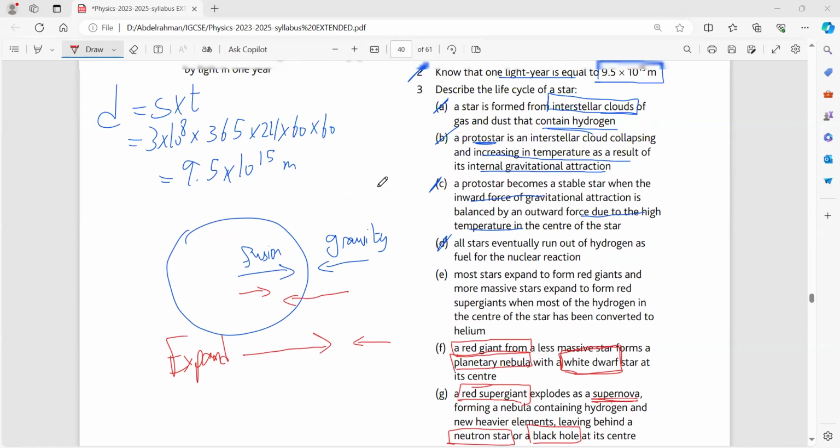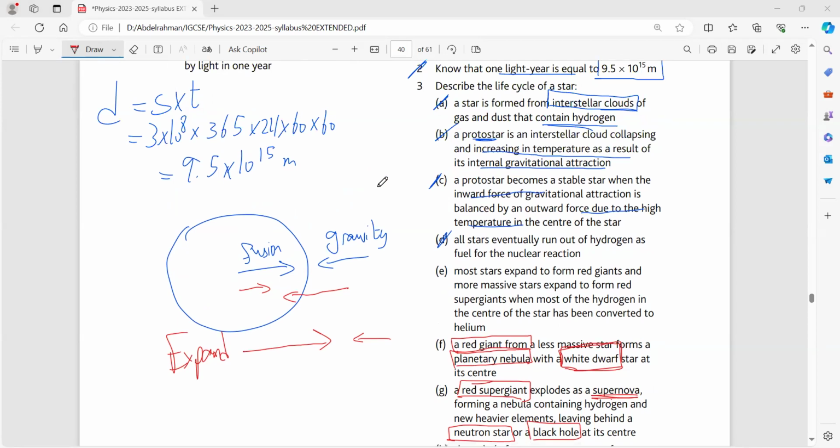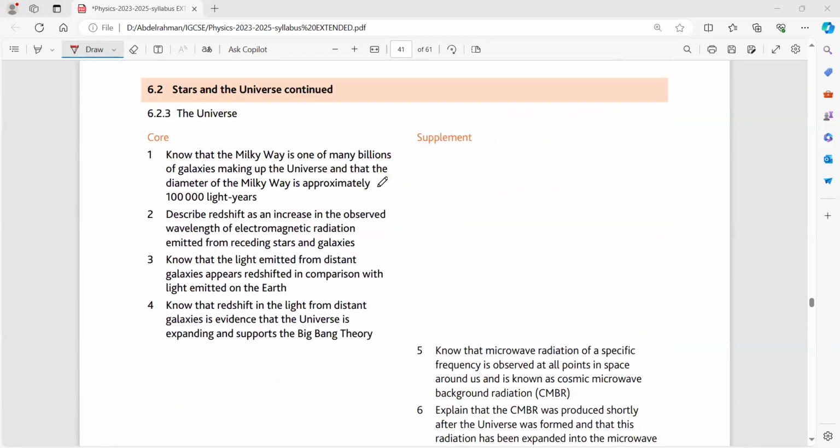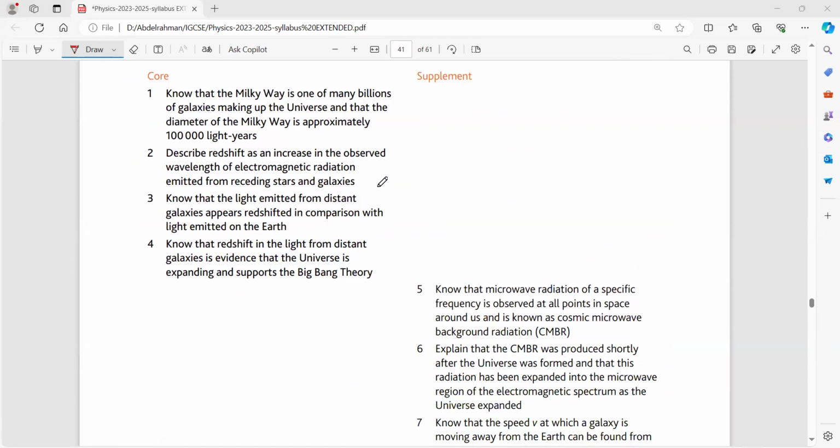So this was the life cycle of a star. Now, the universe. We know that the Milky Way is one of billions and billions of other galaxies. The diameter of our Milky Way is only around 100,000 light years across, which is relatively a small number.